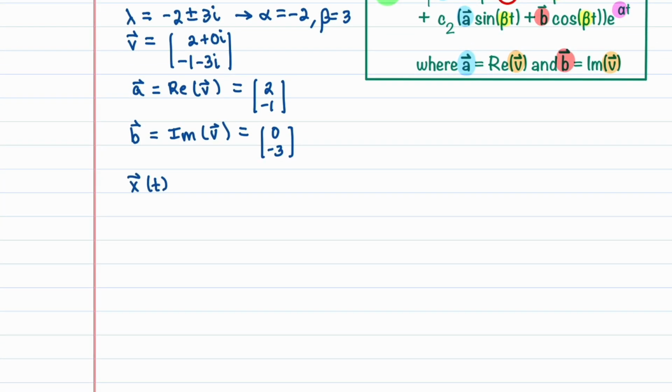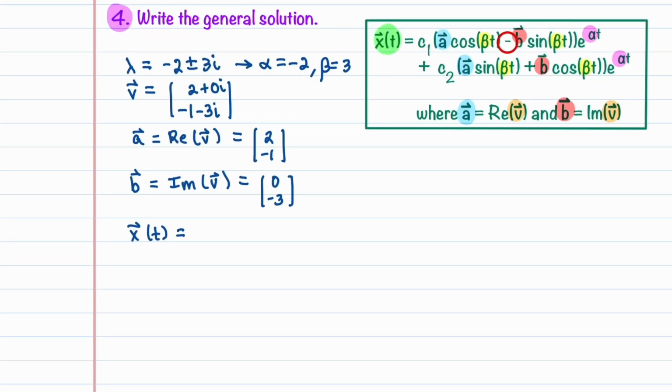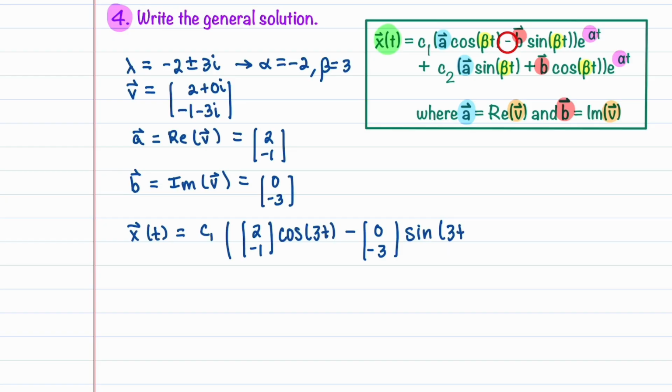x of t, pull that down a little bit, is equal to c1 times vector A, which we just found to be (2, -1), cosine beta t, beta is 3, so we have cosine 3t. Now we watch out for our sign. This has to be a negative. And then we have vector B, which is (0, -3), times sine beta t, so that's sine 3t. And all of this gets multiplied by e to the alpha t, and alpha was -2.